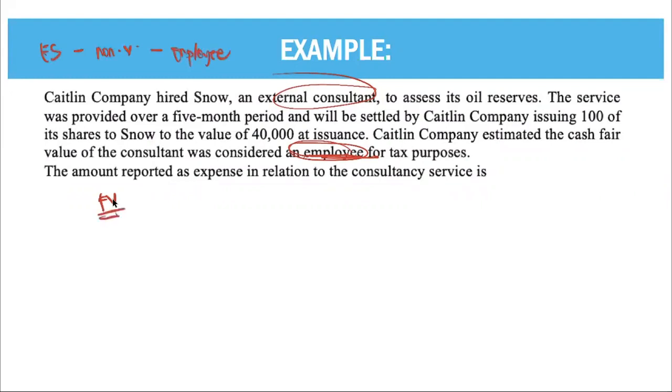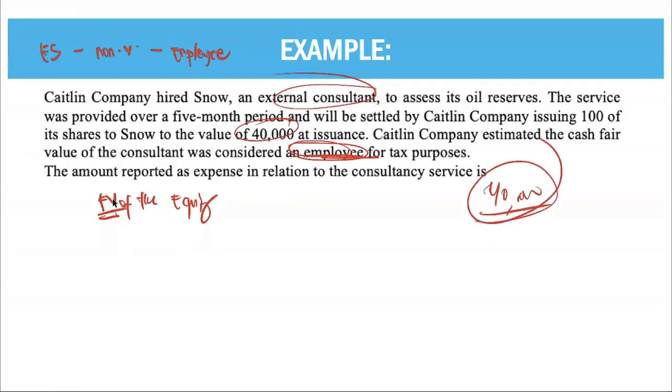For an employee, you get the fair value of the equity. So what is the fair value of equity? We only have one value here, that is 40,000. So your answer should have been 40,000 pesos. Okay, so it is an employee. So get the fair value, 40,000 pesos. Clear? Okay, we go back.